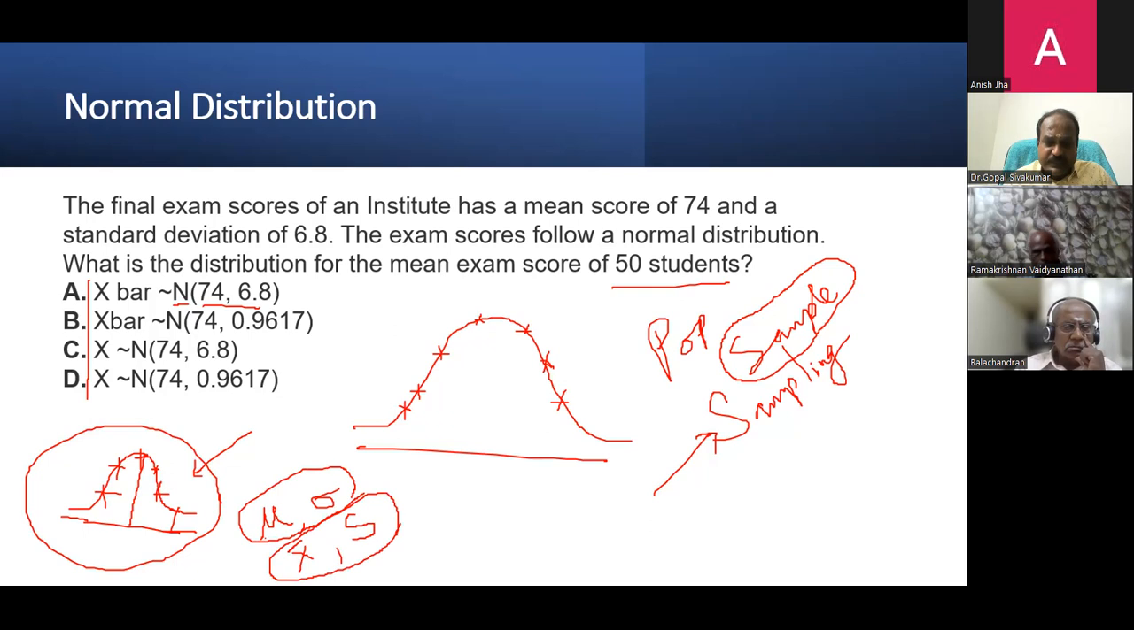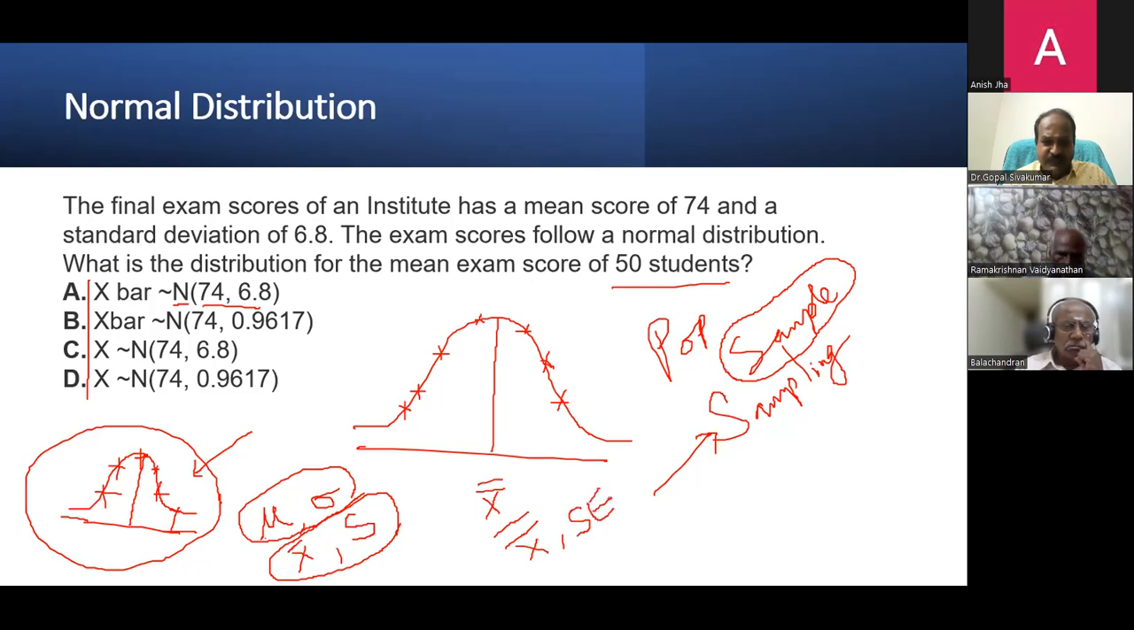What will be the center point of the sampling distribution? Mean. X double bar. Because every point is an average. So X double bar. And you can calculate standard deviation here also, which is called standard error of the mean.